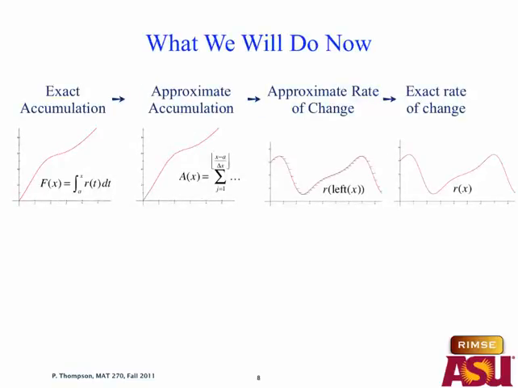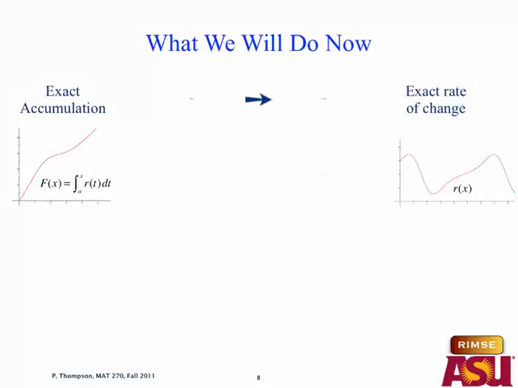Okay, so now we're going to reverse it. What are we going to do? We're going to start with an exact accumulation function. We're going to build an approximate accumulation function from that, from which we'll get our approximate rate of change, and then we'll achieve our goal of getting exact rate of change. And then we'll earn the right to get an exact rate of change function directly from the exact accumulation function. So that's what we will do.